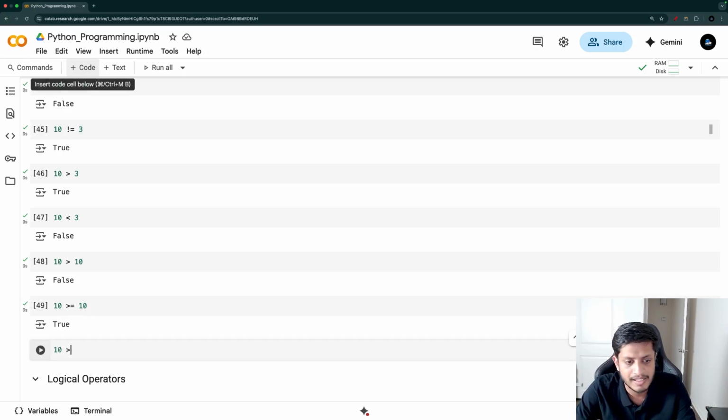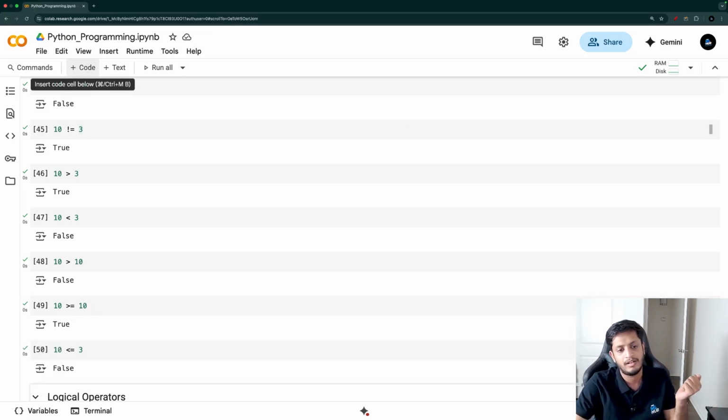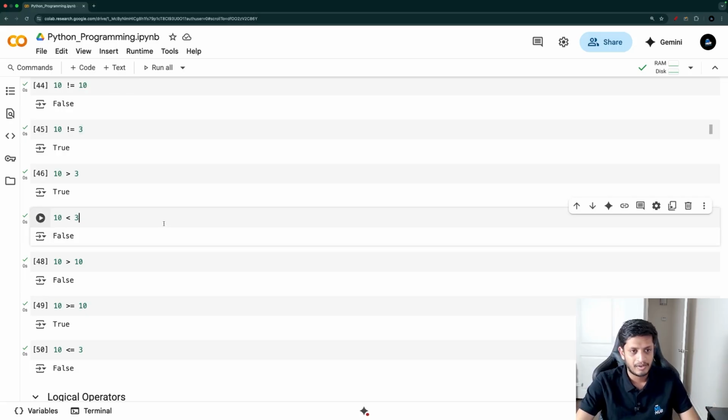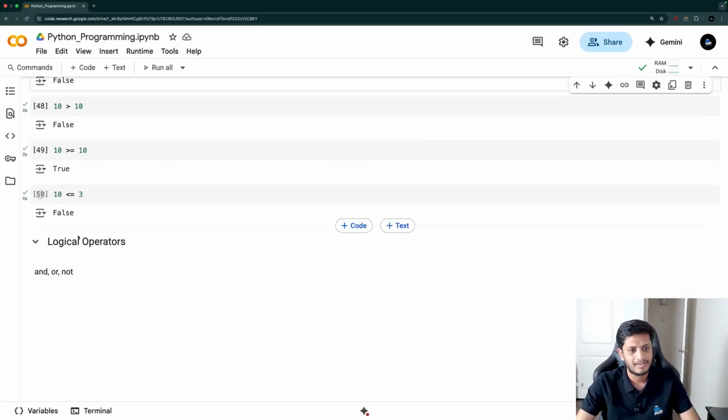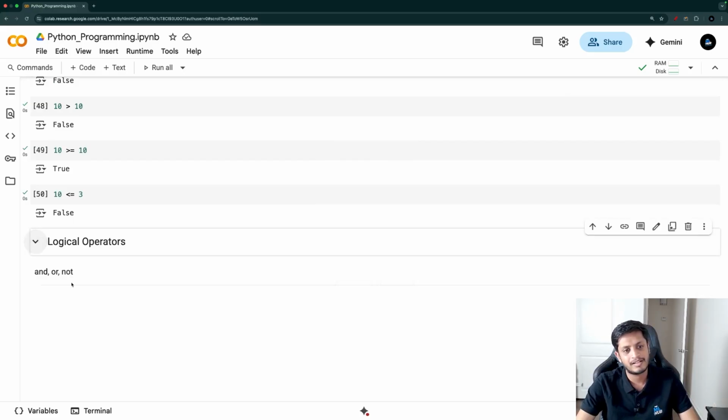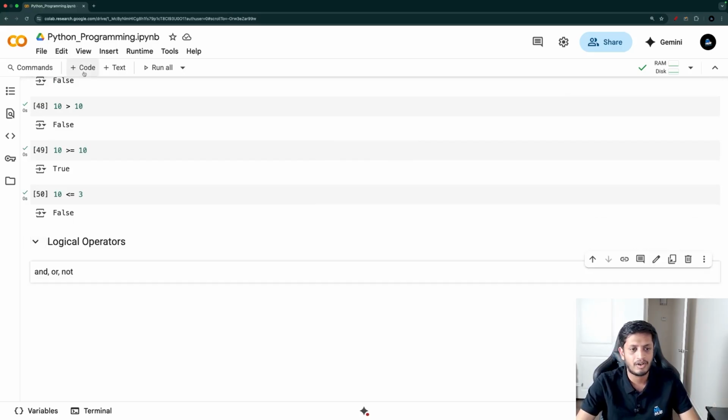Now if you write 10 is less than equal to 3, 10 is not less than equal to 3, right? 10 is actually greater than 3, so 10 is less than equal to 3 is false. Okay. So this is how you can use the comparison operator. Pretty simple. Okay. Now the last is logical operators: and, or, not.